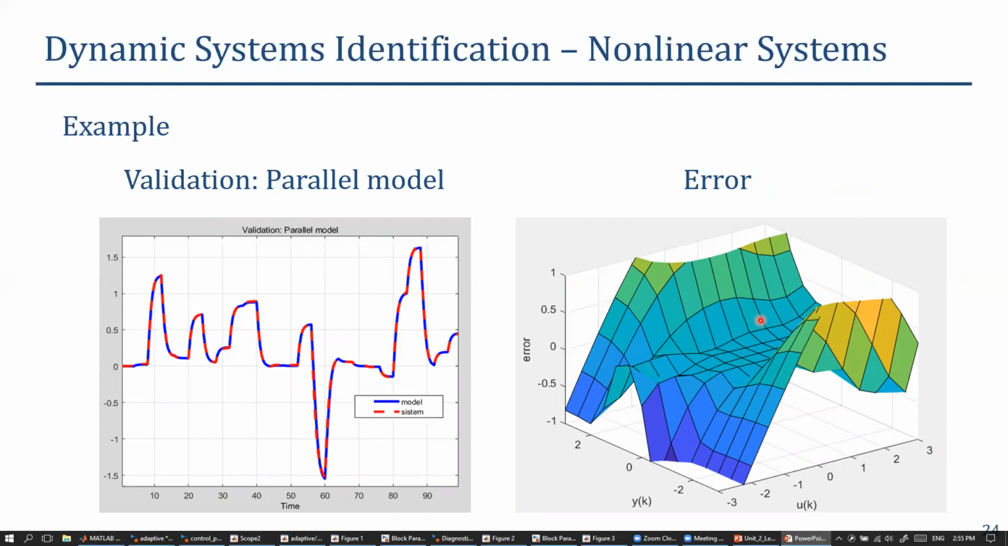Now, if you take a look at the validation, to see that the model really fits the data well, this is too good to be true. Why is it too good to be true? Why do we have such a good fit here?